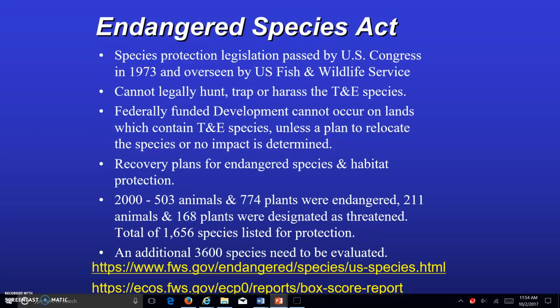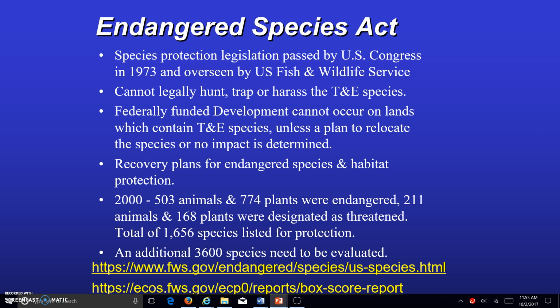Now, because of some of these protection measures that have been put into place, we've actually seen some recovery of certain species, including the American alligator and the gray wolf, as well as the bald eagle. So these are success stories that have happened since the passage of this law back in 1973.